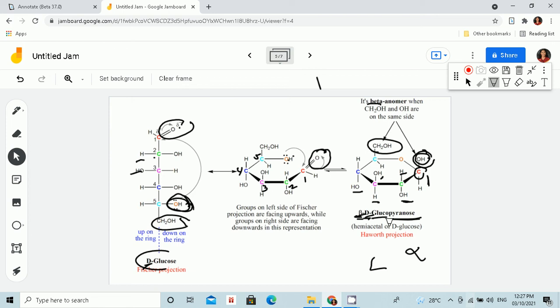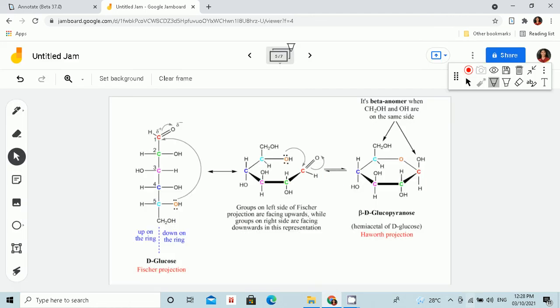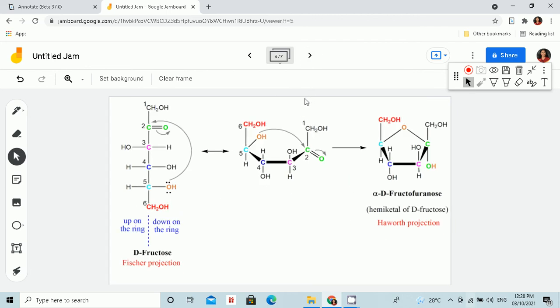Haworth projection. So earlier, this line bond structure is our Fischer projection, while a cyclic form is our Haworth projection. So let's go back. All right, now let's go to our ketone.